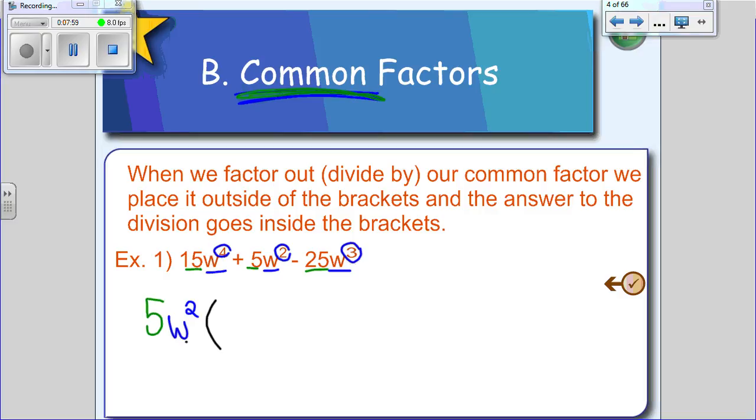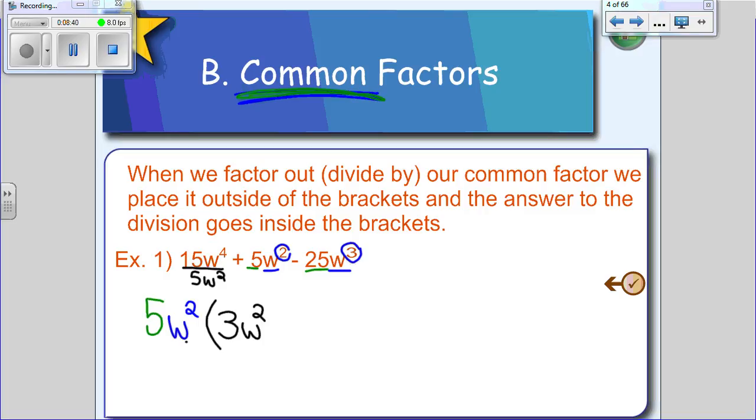So the very first term was 15W to the power of 4. I want to divide that by 5W squared, which was my GCF. What's 15 divided by 5? 3. What's W to the 4 divided by W squared? W squared. Isn't there a law regarding dividing? Yes, you do subtraction. So it's the top exponent minus the bottom exponent.